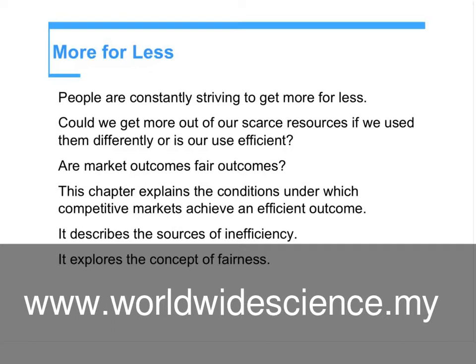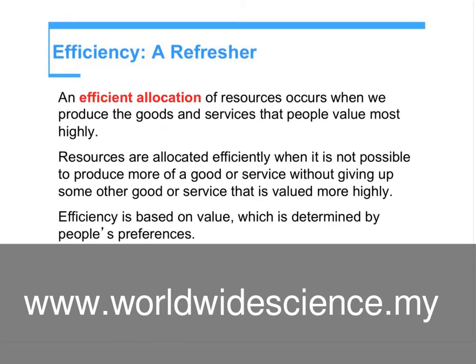So efficiency, like a refresher. An efficient allocation of resources occurs when they produce the goods and services that people value most highly. So efficient allocation of resources is when we produce the goods and services that people value most highly. So there's stuff that people value most. We want to make sure that we produce them.